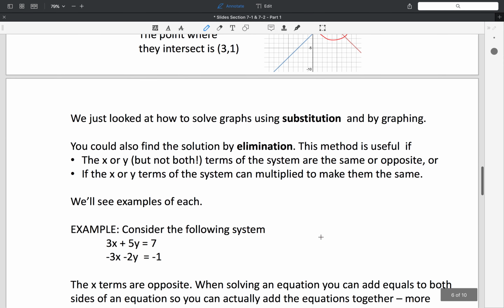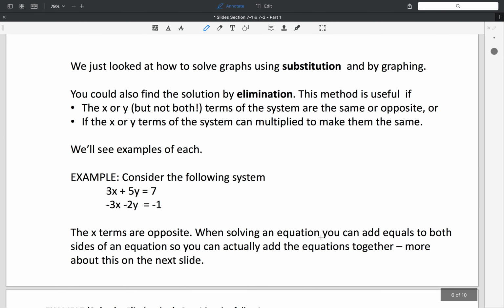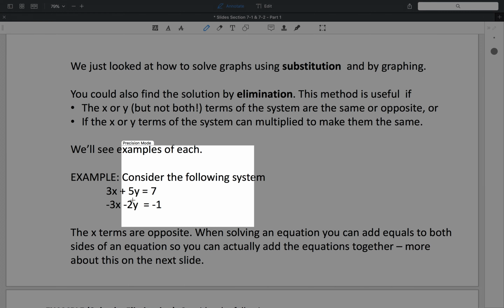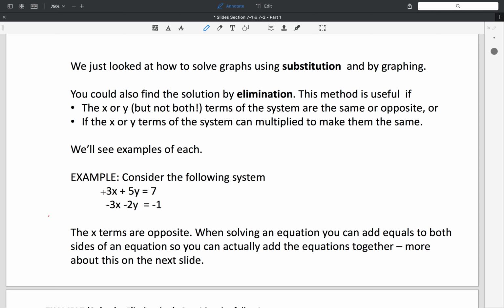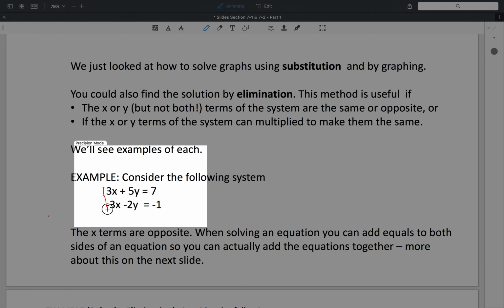Okay. So that's called the method of substitution. There's also a method called elimination. This is really useful when right away you see that the terms of x and y are the same or opposite, or that you can easily multiply one equation to make them the same. And we'll see examples of each. So I'm going to start with this first one right here. Let me move this over. It's pretty clear that these two are the same.